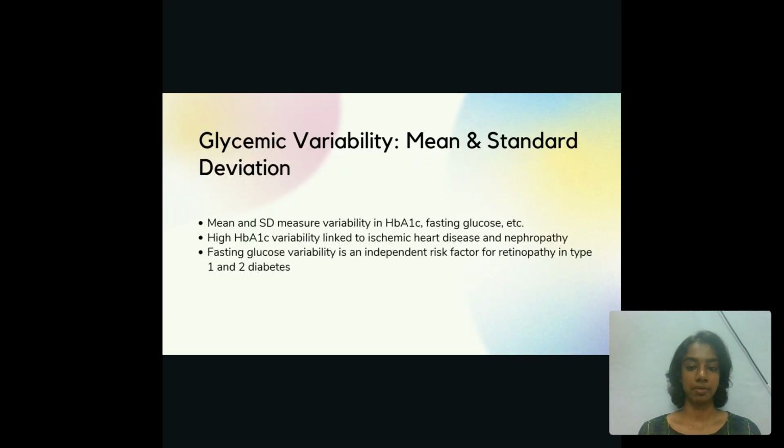The mean and standard deviation in glycemic variability. Mean glucose and standard deviation help assess the spread of glucose values. High variability has been linked to complications like ischemic heart disease and nephropathy. Fasting glucose variability in particular is an independent risk factor for retinopathy in both type 1 and type 2 diabetes. This slide underlines the significance of understanding day-to-day glucose swings.